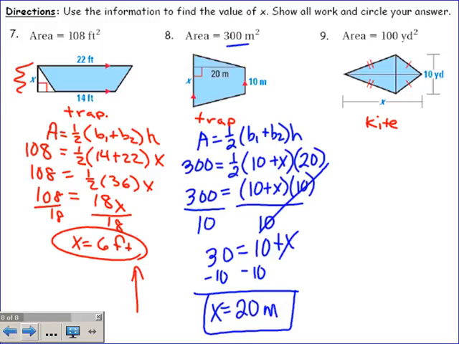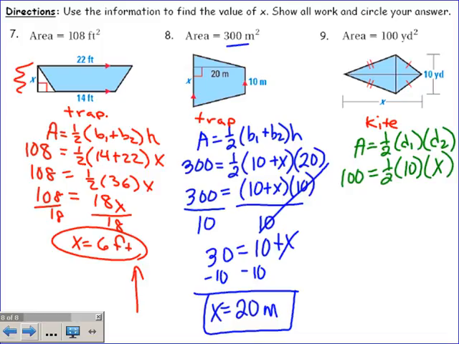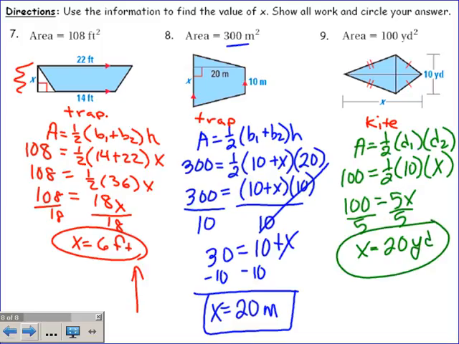Claire! Number 9, what do we do? 1/2 times d1 times d2. Okay, do we know the area? 100. What's D1? 10. What's D2? X. What's half of 10? 5. So we have 5x equals 100. Now what do we do? 5x equals 20 what? Yards. 20 yards, that's correct. Not yards squared, just regular yards.